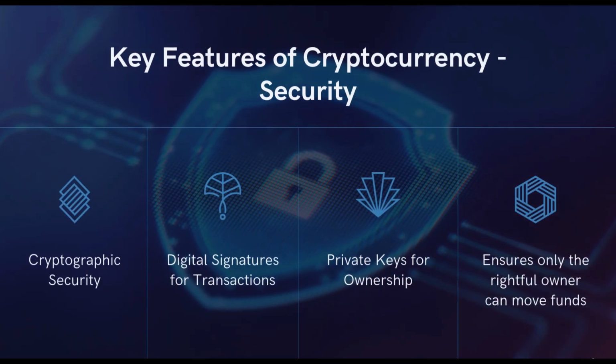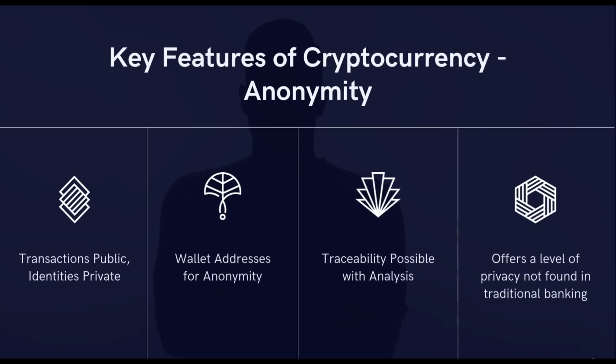So, the security of cryptocurrencies comes from encryption techniques. Every transaction is signed digitally, which means you need a private key or a password to approve a transaction. This key acts like a very complex password that's unique to each user, ensuring that only the owner can move their funds. While transactions on the blockchain are public, the identities of the parties involved aren't.